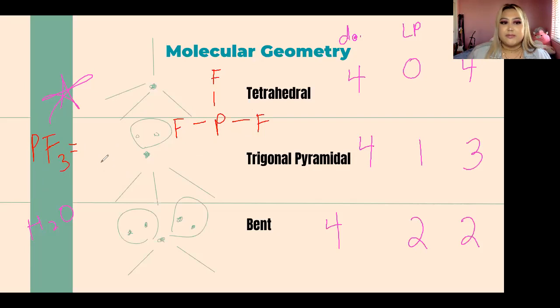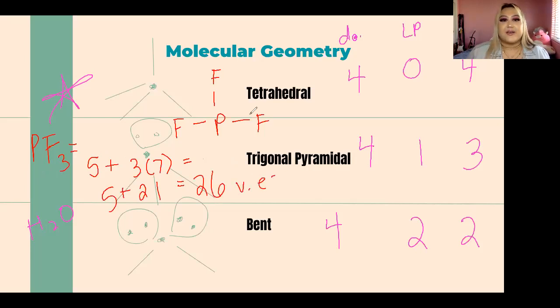Is it 12? 12. Okay, so how many? I think phosphorus has 5 and fluorine has 7. So what does it equal? 21 plus 5, 26. Perfect. 26 valence electrons. Okay, cool. So we have to get 26.